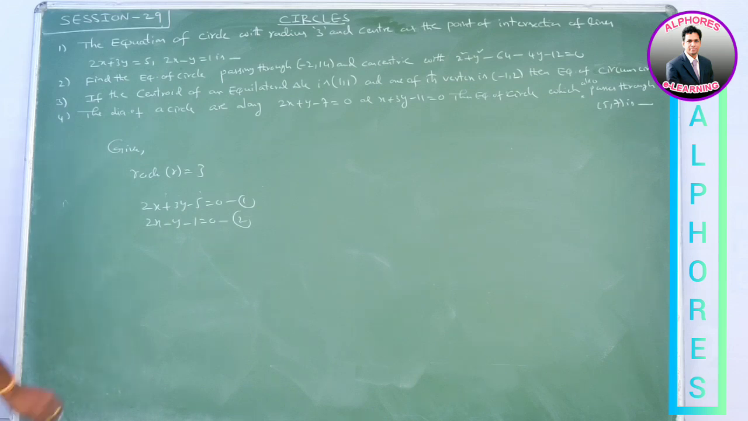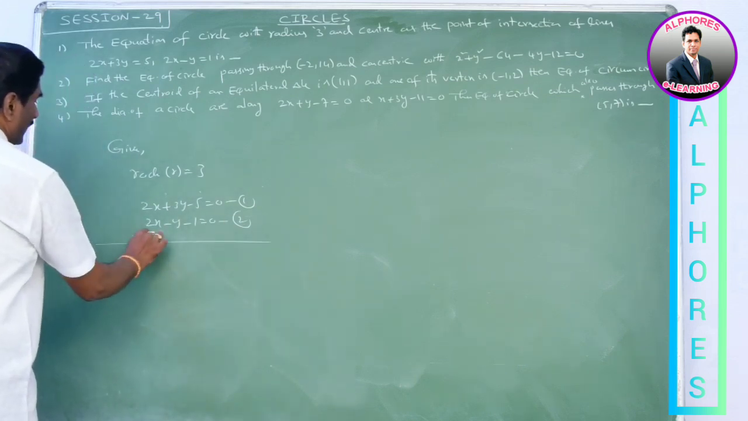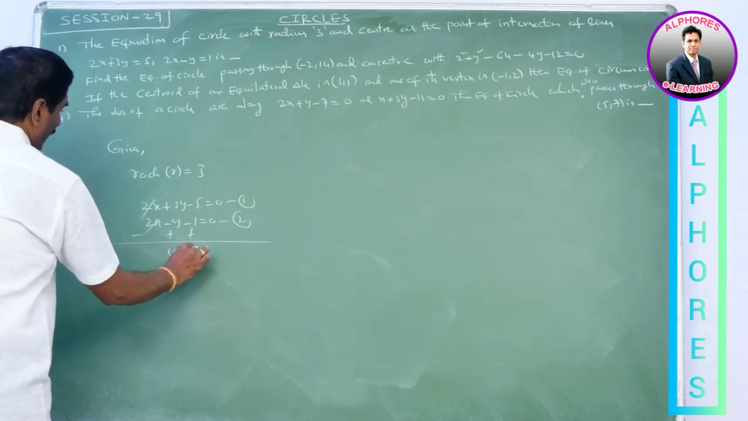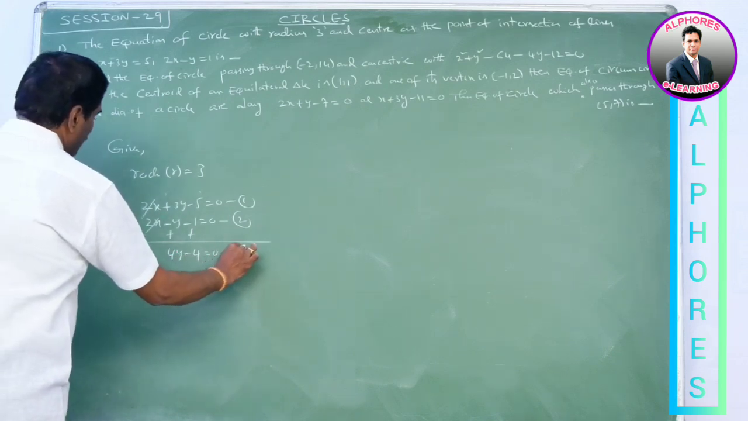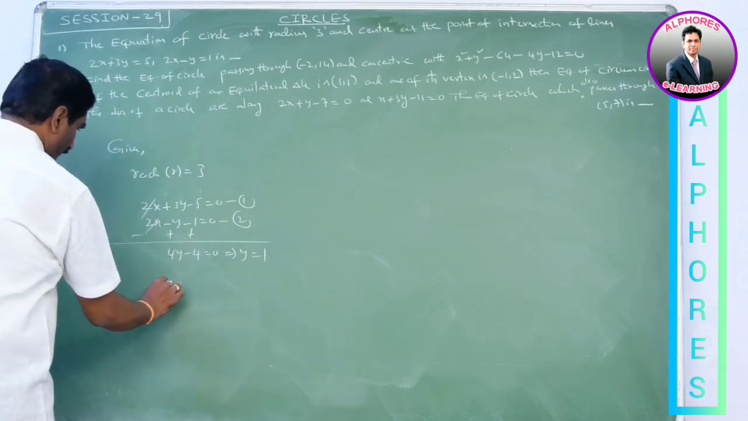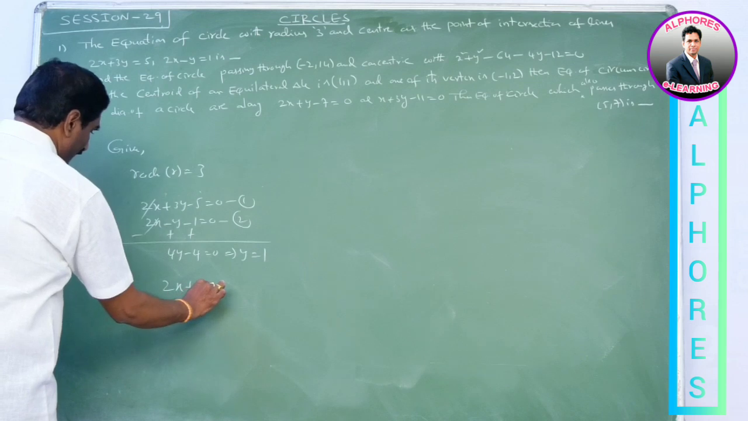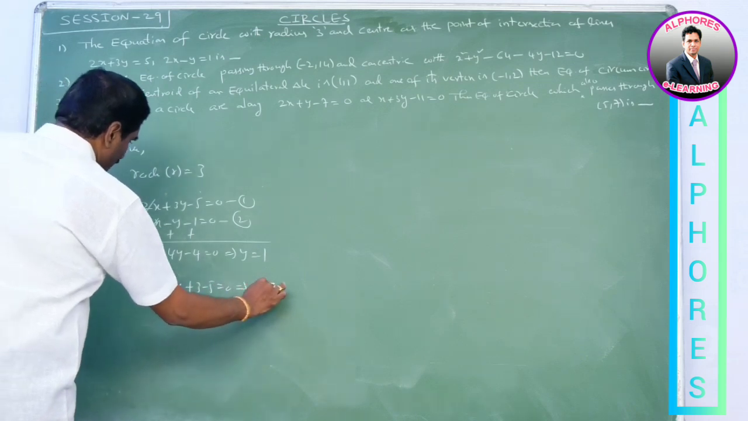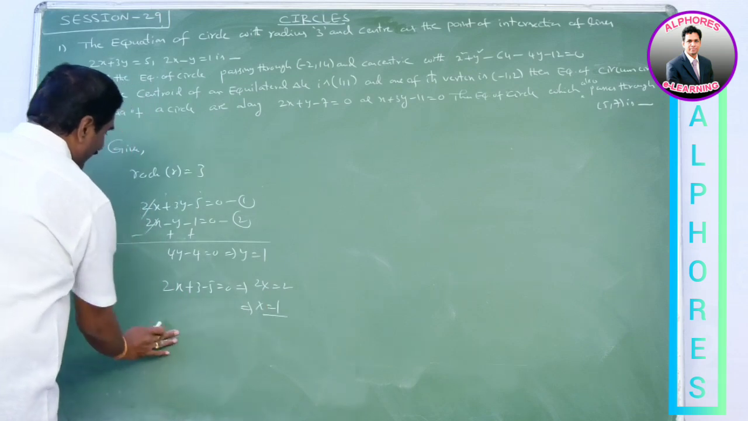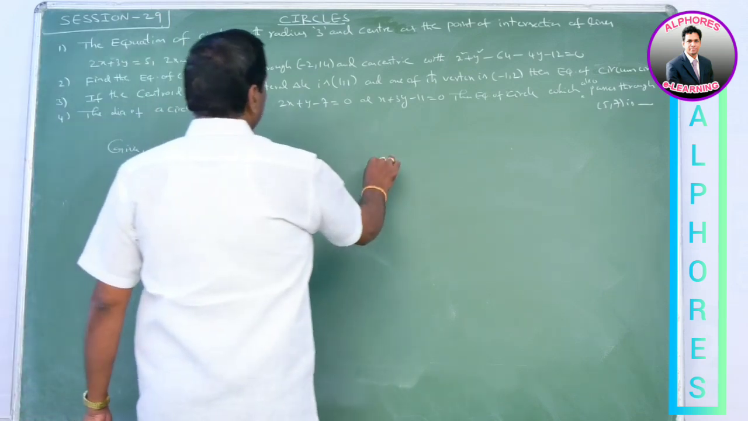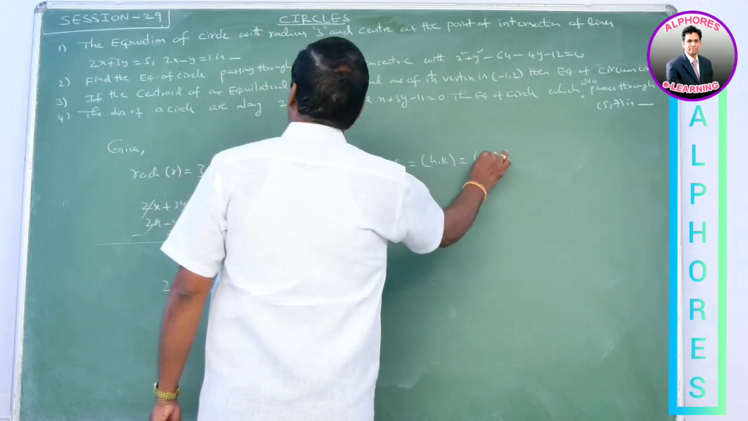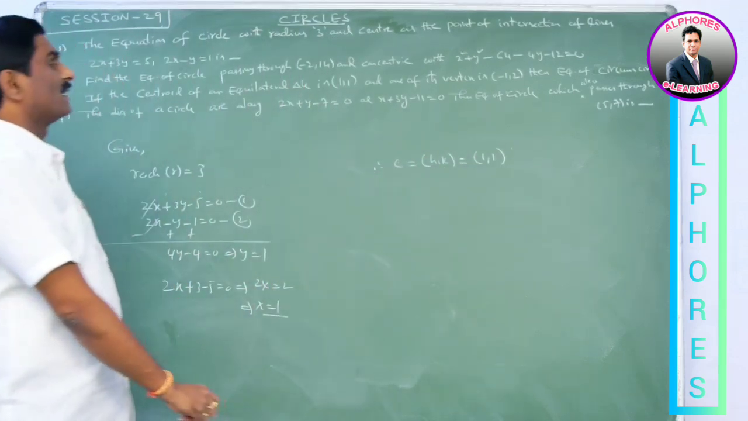By subtracting these two equations, 2x cancels. 4y minus 4 is equal to 0. That means y is equal to 1. Substitute the value of y in equation 1: 2x + 3 - 5 = 0, that implies 2x = 2, x is equal to 1. Therefore, center of the circle (h, k) is equal to (1, 1).